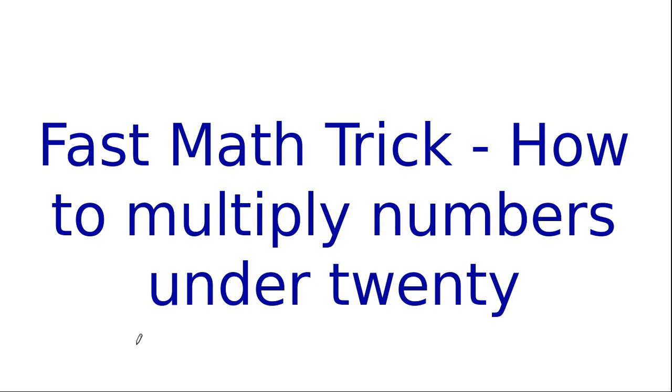Today we're gonna do some fast math tricks for multiplying the numbers under 20, or the numbers between 11 to 19. Most of you know the values in the multiplication table by heart. If you don't know, don't worry about that. There is a trick we're gonna see which will be very helpful for you for fast calculation.